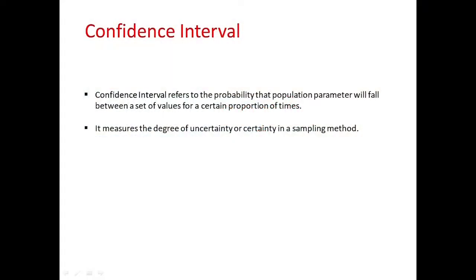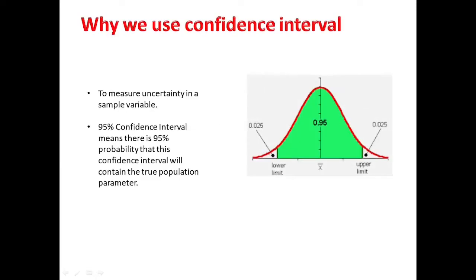A confidence interval refers to the probability that a population parameter will fall between a set of values for a certain proportion of times. So confidence intervals measure the degree of uncertainty or certainty in a sampling method. A confidence interval is a range of values bounded above and below the statistic's mean that would likely contain an unknown population parameter. The confidence level refers to the percentage of probability or certainty that the confidence interval would contain the true population parameter when we draw a random sample many times.